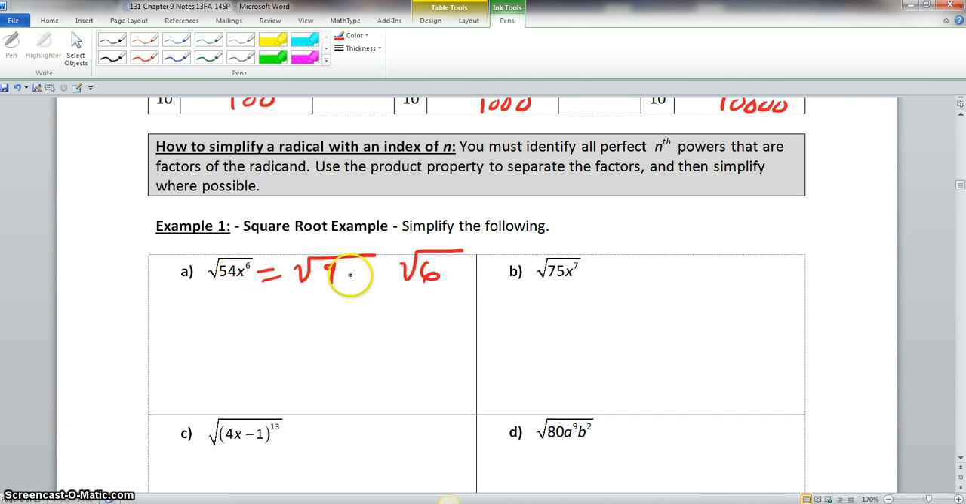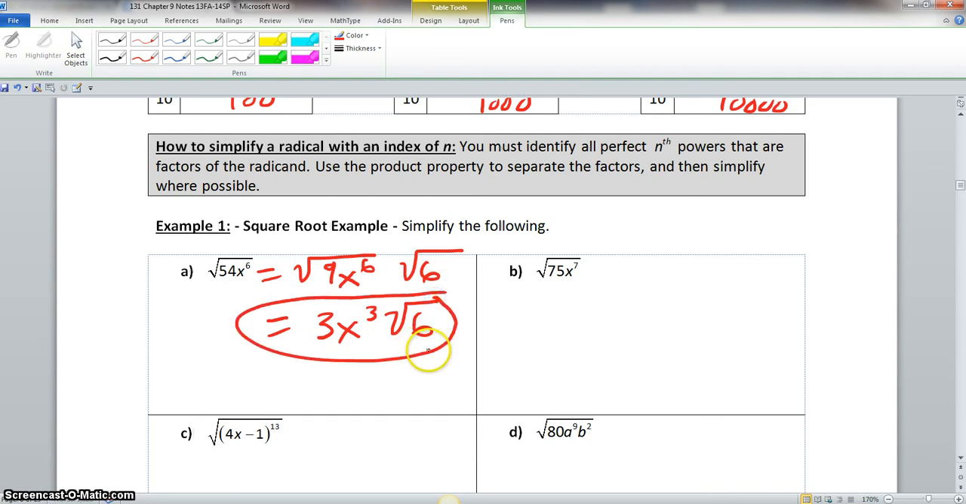Now, x to the 6th power, we know there's a perfect square in x to the 6th power. The square root of 9 is 3. The square root of x to the 6 is x cubed. And then we'll bring down our square root 6. And we're done.